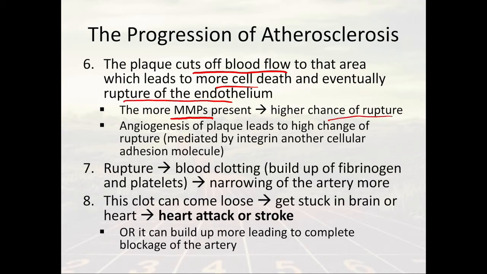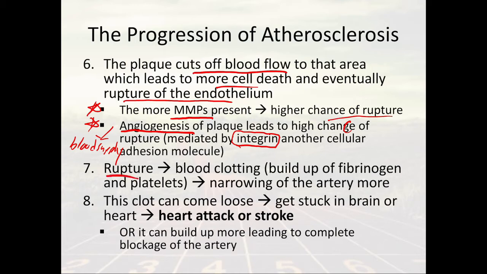Secondly, when a plaque starts to get its own blood supply, that's what angiogenesis is. Okay, so blood vessels start coming in, feeding that plaque. That leads to a higher chance of rupture. Again, this is mediated by a chemical or molecule called integrin. We'll see that on the next slide as well. It's another form of an adhesion molecule. Okay, so if these two things are happening, then we're more likely to rupture.